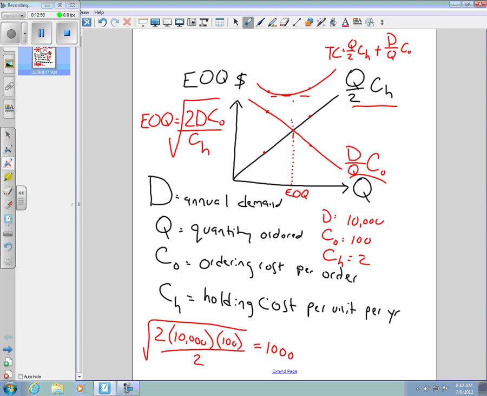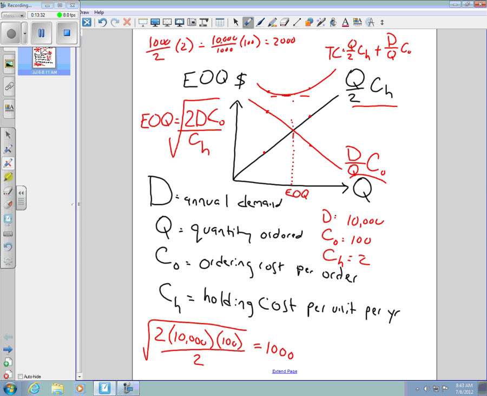So my total cost would be my average inventory, 1,000 divided by 2. So on average, I'm going to have 500 of these laying around, and it's going to cost me $2 for each of those. So my annual holding costs are going to be $1,000. And then when I place orders, I'm going to place 10 orders a year because I need 10,000 of these divided by 1,000. That's 10 orders a year at a cost of ordering each time of $100. So that's also going to be $1,000. 10 times 100 is 1,000. So my total costs are going to be $2,000.